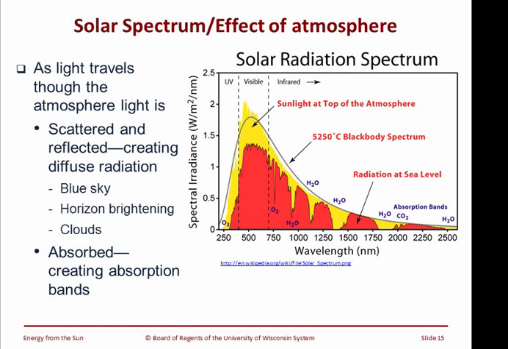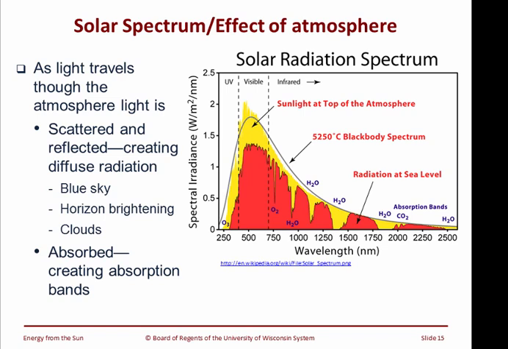If we look at the solar spectrum and the effect of the atmosphere on the solar spectrum, we see a number of things. As the light travels through the atmosphere, it can be scattered, absorbed, or reflected, and this creates not only our blue sky, but also horizon brightening and clouds. It also creates a series of absorption bands. These are shown in the figure and labeled by the chemical constituents creating the absorption band. For example, H2O are all the water absorption bands, and O2 and ozone are listed as well.